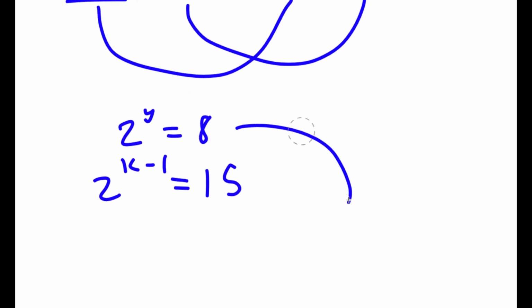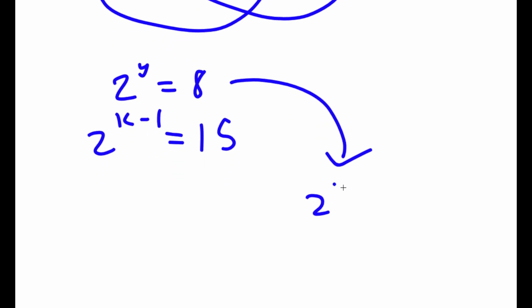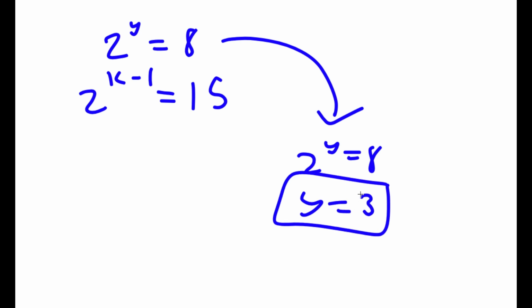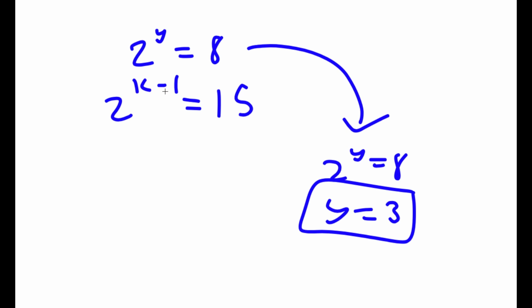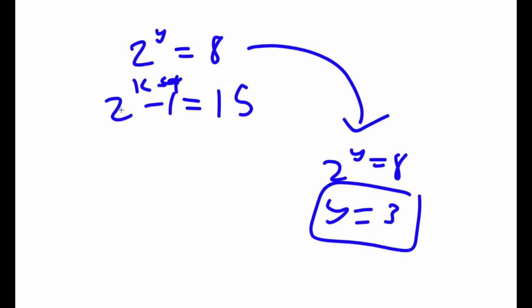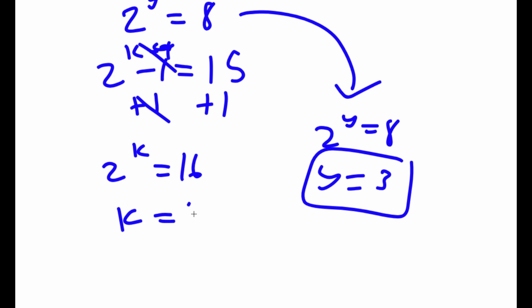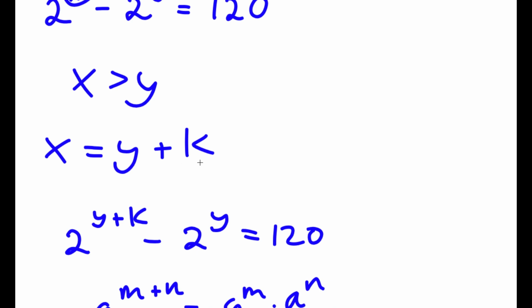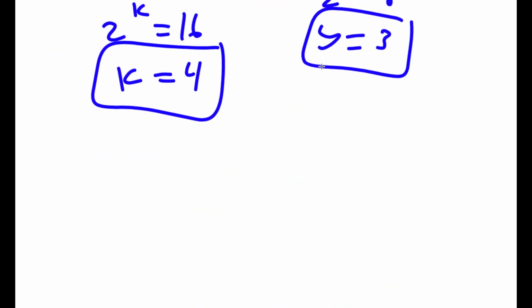So let's first start off by solving 2^y equals 8. Well, we obviously know that y is equal to 3, because 2^3 is equal to 8. Now for the other equation, this is actually 2^k minus 1. Negative 1 is not part of the exponent. So I'm going to start off by adding 1 on both sides. So I get 2^k is equal to 16, meaning k is equal to 4. Now, remember how we set x equals y plus k, and k is 4, y is 3, meaning x is 7.